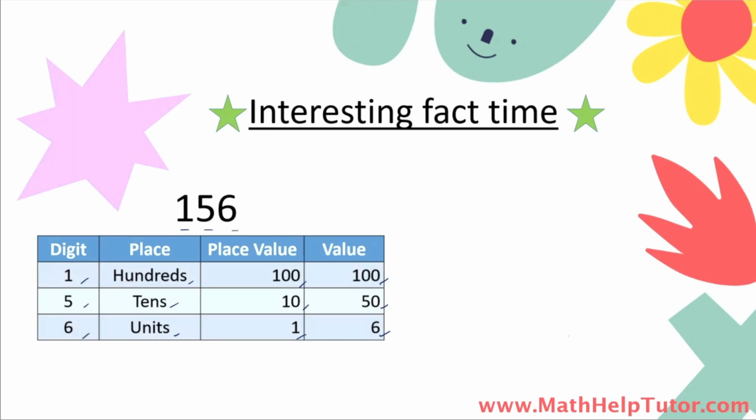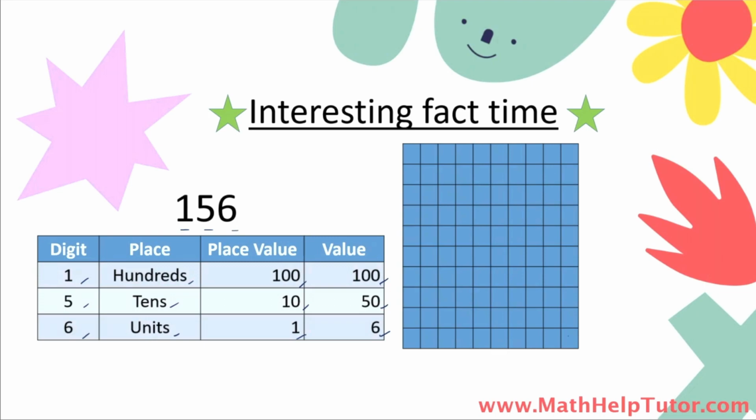So the value 100 is represented by the large blue square shown here. That's divided into 100 separate blocks. So if we count this, that's 1, 2, 3, 4, 5, 6, 7, 8, 9, 10. And then if we count all of these squares, there's a total of 100 blocks.